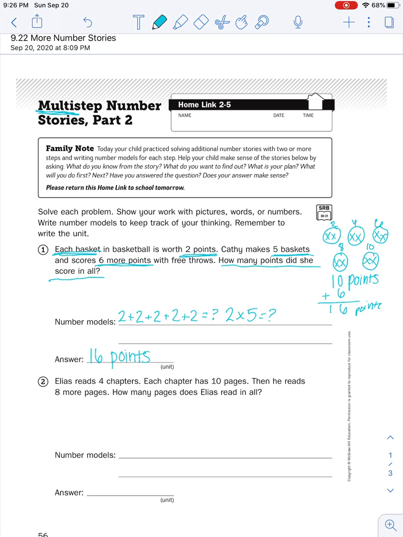Okay, and then I also need to include my second number model in here, which was right here. And I just did 10 plus 6 equals question mark. And that's because I had to add on those 6 points from those free throws because those were scored up differently than the regular baskets, okay?